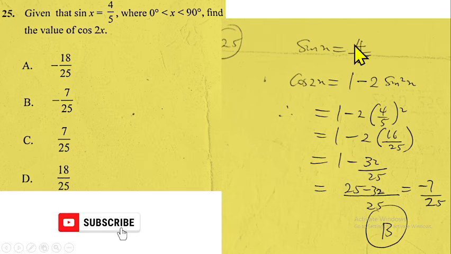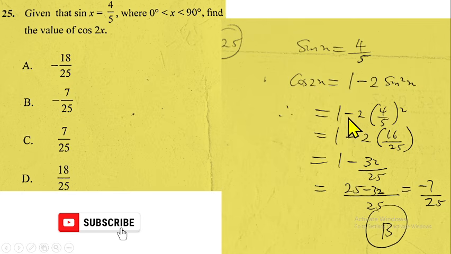Then if sine x is 4 over 5, under the trigonometric ratio of compound angle, because 2x is a compound angle, you have cos 2x to be 1 minus 2 sine squared x. Cos 2x is the same thing as 1 minus 2 sine squared x. Under trigonometric ratio of compound angle, you will see that. And we already have sine x to be 4 over 5.